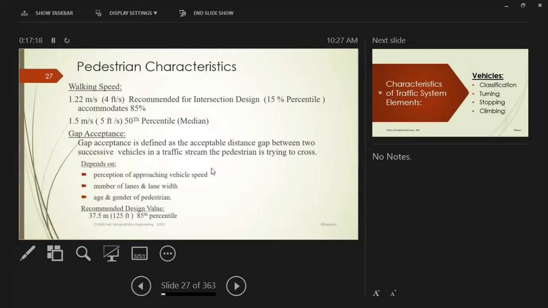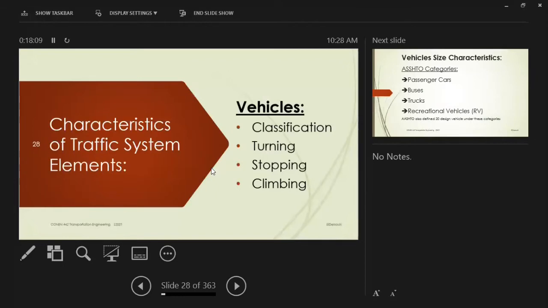Then the gap acceptance. Gap acceptance basically is defined as the acceptable distance gap between two successive vehicles in a traffic stream the pedestrian is trying to cross. That means if you are trying to cross the street, you wait for a gap between vehicles. Okay, so that's what we mean with the gap acceptance. What is the acceptable gap? Of course, the gap acceptance depends on perception of approaching vehicle speed, number of lanes that you are crossing, and the age and gender of the pedestrians. The recommended design value was 125 feet, which is 37.5 meters. This covers the 85th percentile. Any questions so far?